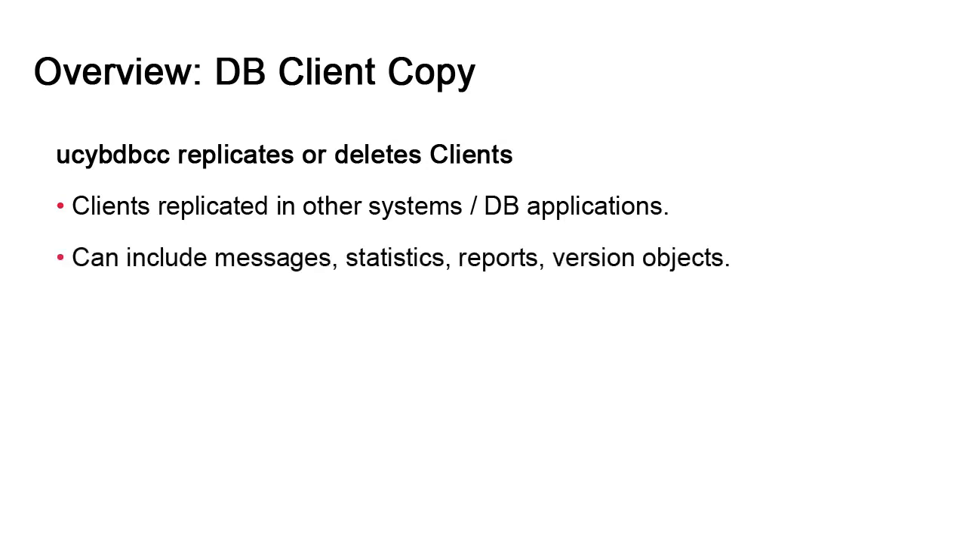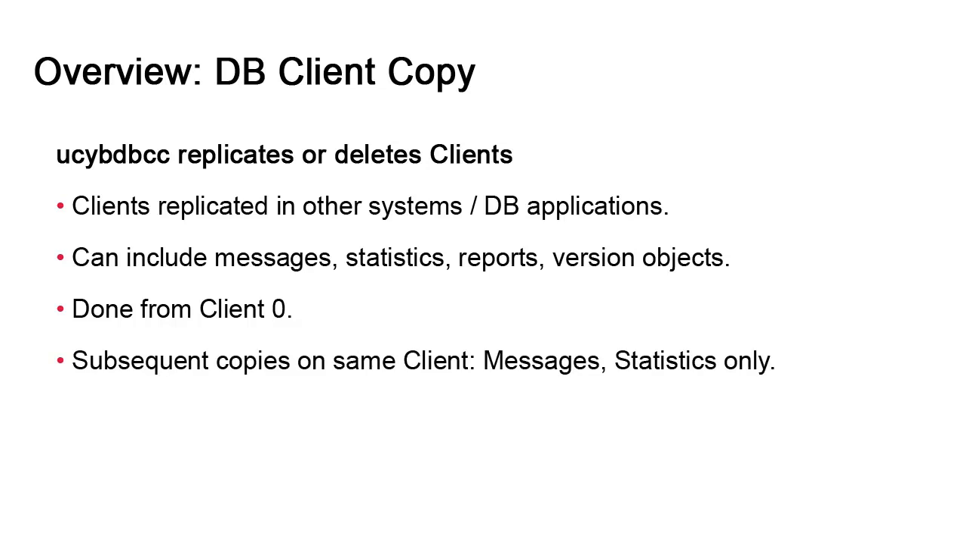There's a benefit to DB client copy. Replicated clients include operational data like messages, statistics, reports, and versions, and user objects whose passwords can be reset. The procedure is always run from client 0, and the user submitting client copy in batch mode needs a matching user object on both systems. It's also possible to append new operational data, namely messages, statistics, and reports, to a client previously copied with the utility. Some configuration is required in the INI file.